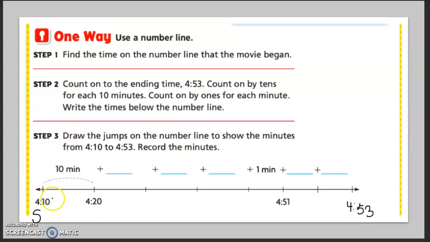So when you're using a number line, again, you can skip count by any time interval, meaning you can skip count by 5s, 10s, 20s, 30s, just depending on how much time has passed. Here, for this example, they're counting by 10s. So if I added 10 more minutes to 4:10, my time is going to be 4:20.